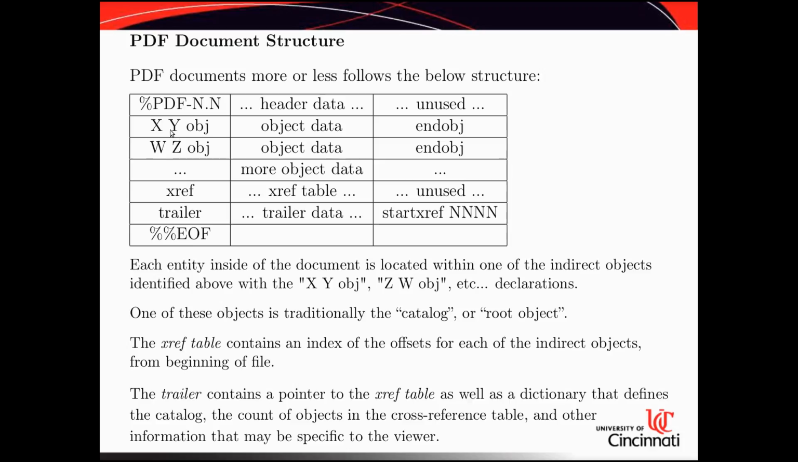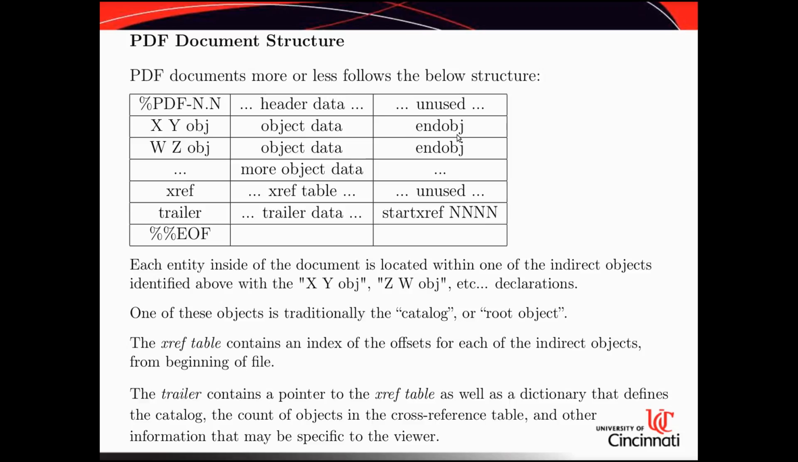So it'll basically be repeated sequences of X, Y, and then W, Z up here, but those are basically placeholders for numbers. So the X and Y are usually represented as a number. A lot of times, I think the second one is most of the time 0 when I'm looking at these. But basically, it would be like 2 space 0 space OBJ. And then that would be followed by a large kind of variable length block of object data until finally it runs into this end OBJ tag.